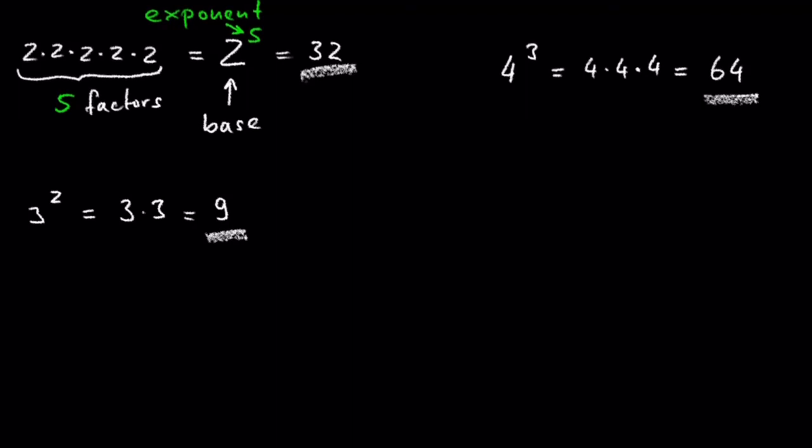How can we write x times x times x times x in exponential form? We have 1, 2, 3, 4 factors. So we write x to the 4th.